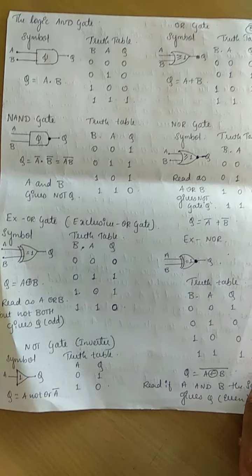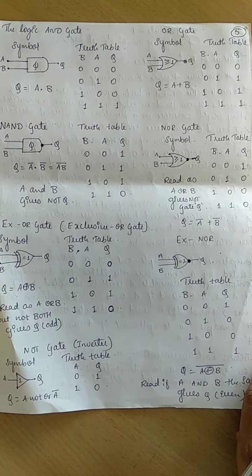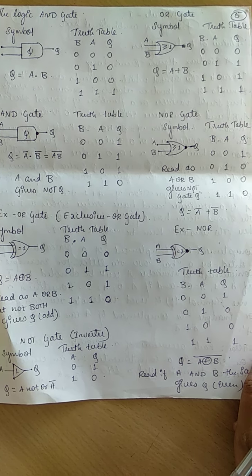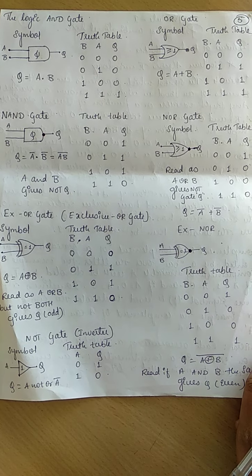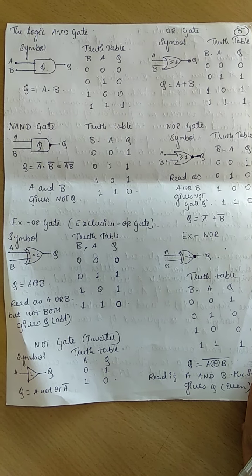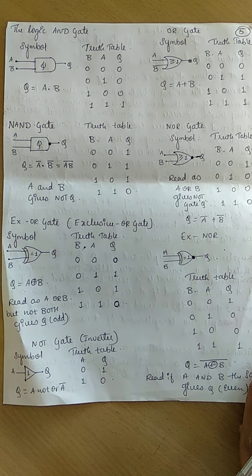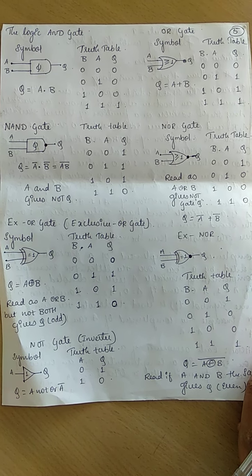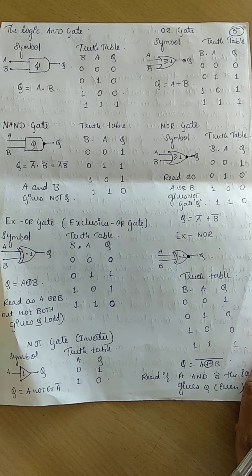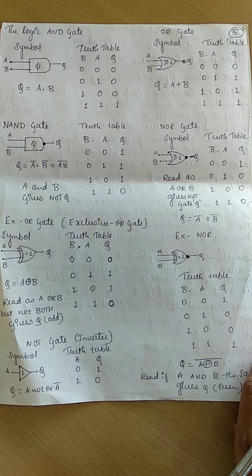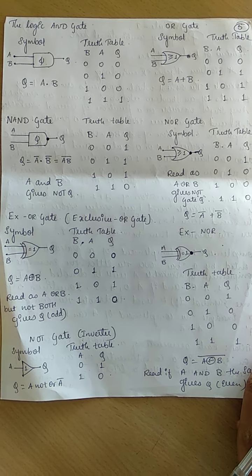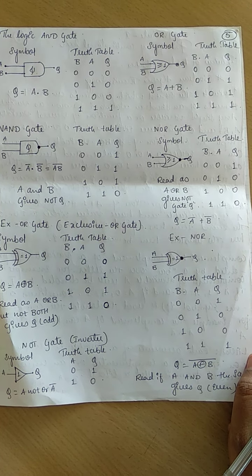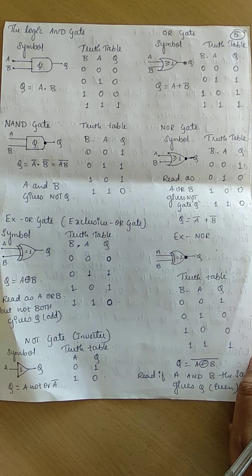So these are all the logic gates. I hope you are familiar with the performance of these logic gates. The AND gate, where Q equals A into B, is a multiplication of two inputs, and the OR gate is an addition of two inputs, and the NAND gate is the reciprocal of AND. So these are the logic gates.